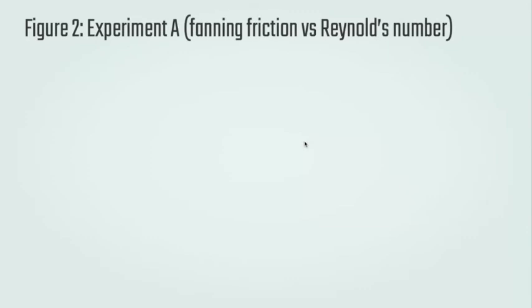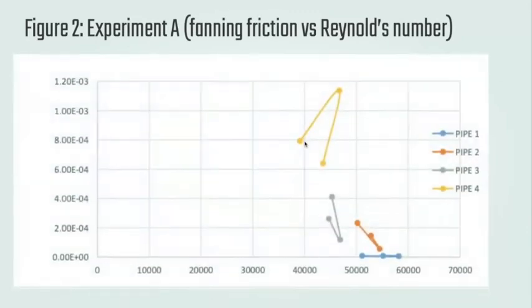We also have a second figure, which is the Fanning friction versus Reynolds number. As you can see, type 4 has the highest Fanning friction compared to the other pipes, but pipe 4 also has the smallest Reynolds number. On the other hand, pipe 1 has the largest Reynolds number, but its friction loss is actually quite small.